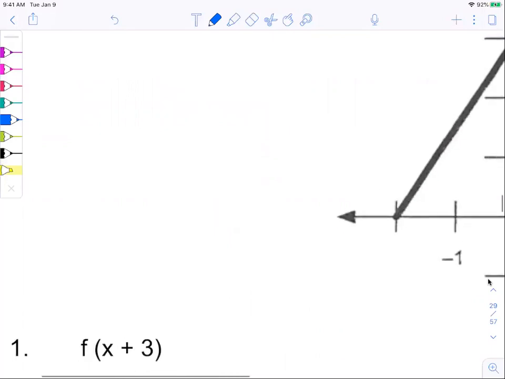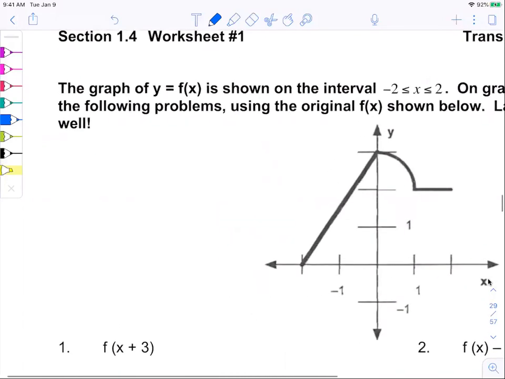So the directions for this problem say the graph is shown of y equals f of x. So this is a piecewise function. It's drawn from the interval of -2 to +2. That just lets you know that it doesn't go beyond those values. So it stops at -2, it stops at +2.